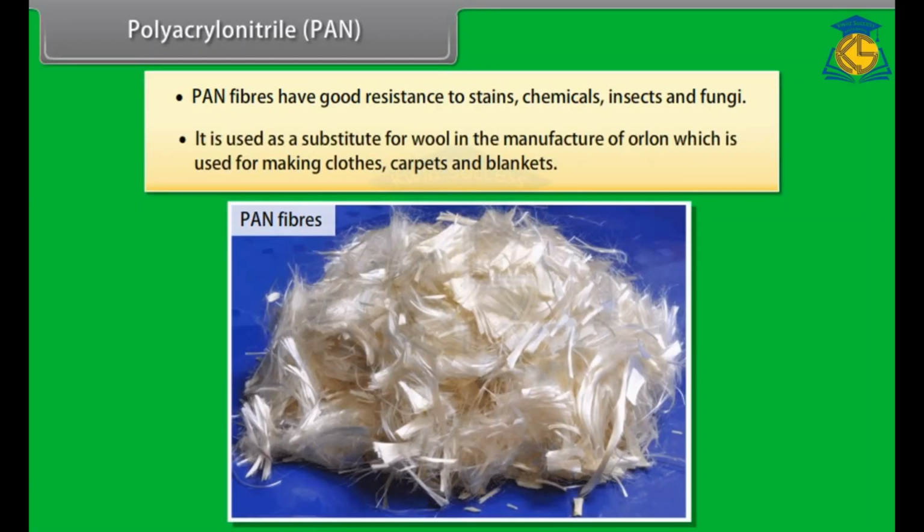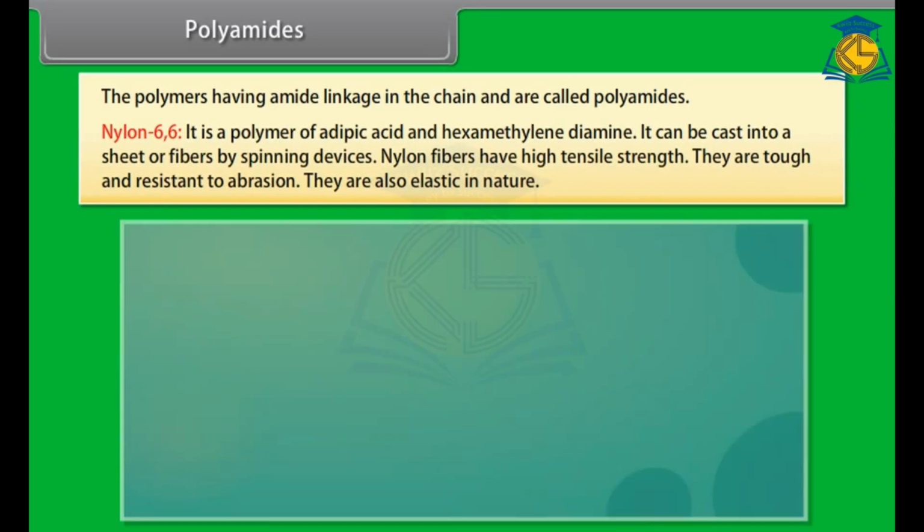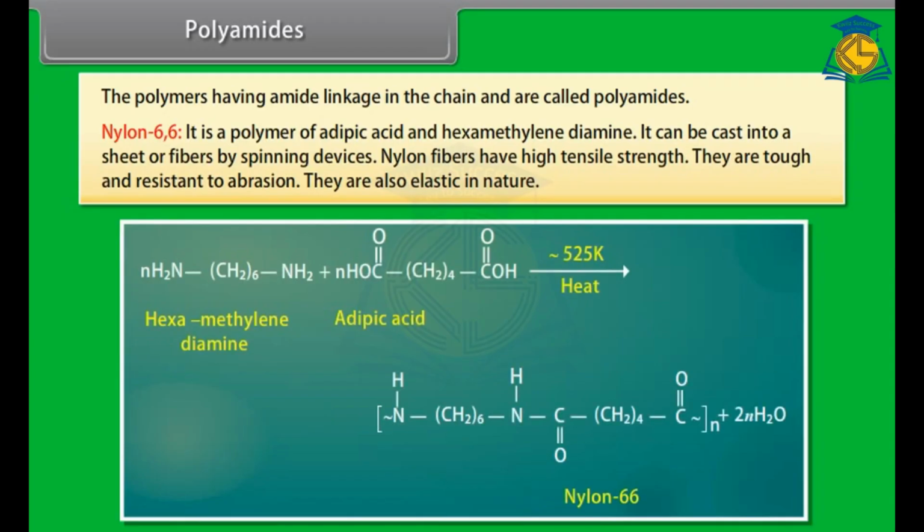It is used as a substitute for wool in the manufacture of Orlon, which is used for making clothes, carpets and blankets. Polyamides. The polymers having amide linkage in the chain are called polyamides. Nylon 66. It is a polymer of adipic acid and hexamethylene diamine.